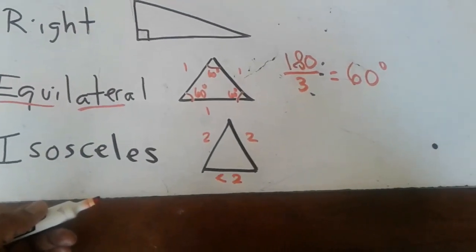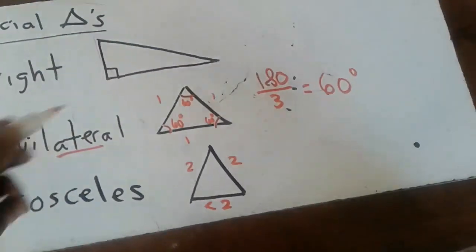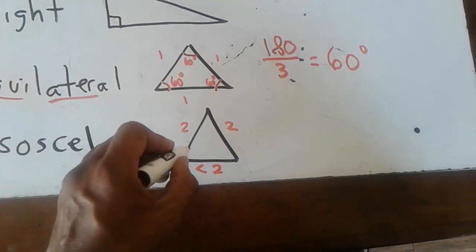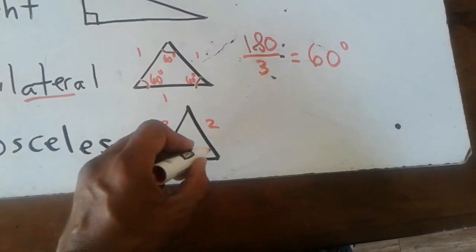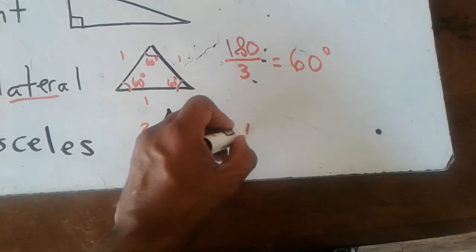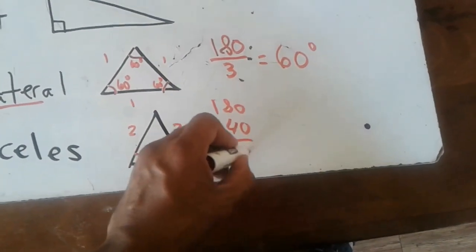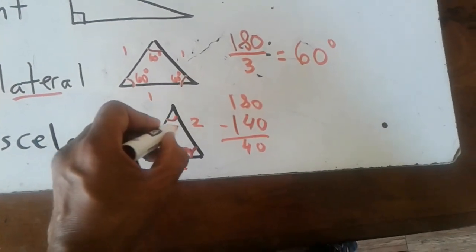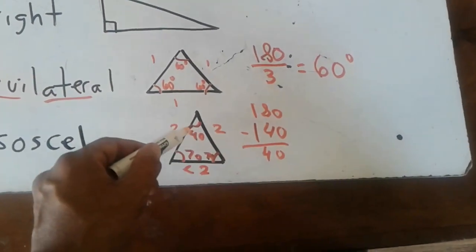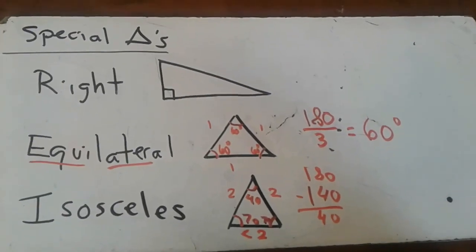Okay? Now, with this, we don't necessarily know. There's no special rule that tells us how big the angles are. But if, for instance, this was 70 degrees, this one is also 70 degrees, right? And 70 plus 70 is 140. And 180 take away 140 is 40, which means this one is going to be 40 degrees. So we know that the angles would add up to 180 degrees. That's one of the nice features about an isosceles triangle.